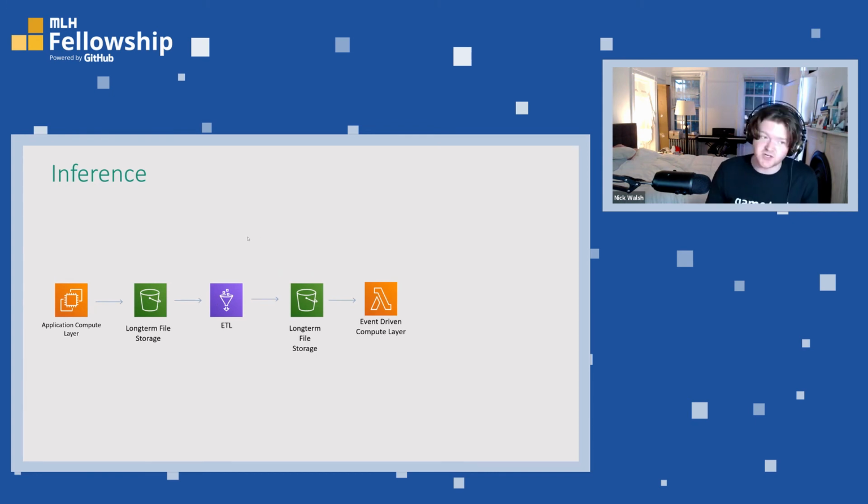So every time a user uploads an image of my app, it goes to long-term storage over here. I perform ETL, so I strip it down of unnecessary data. I put that into this trigger bucket, and then every time an image comes into here, bam, I want to perform inference on it.